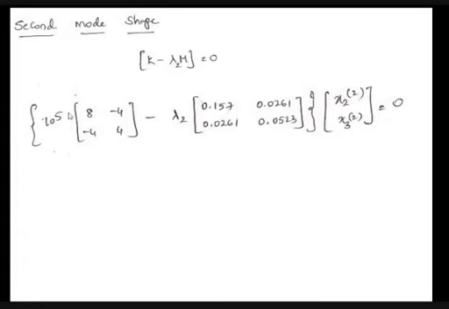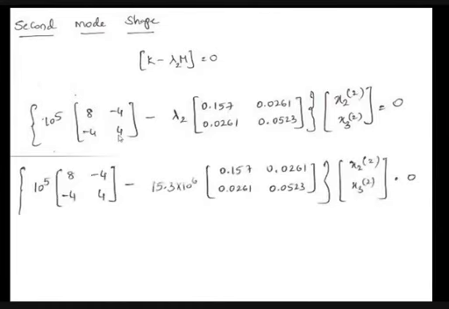So k value is 8 into 10 to the power of 5, minus 4 into 10 to the power of 5, minus 4 into 10 to the power of 5, 4, minus lambda 2 times the mass matrix 0.157, 0.0261, 0.0261, 0.0523, x2 of 2, x3 of 2. So now my lambda 2 value is 15.3 into 10 to the power of 6. So what I am doing, I am just substituting the lambda 2 value in this equation. So rest all remains the same, only lambda 2 is substituted, which is 15.3 into 10 to the power of 6.